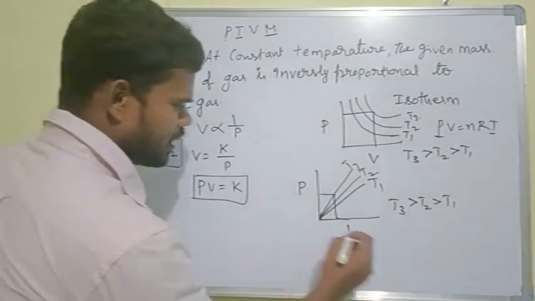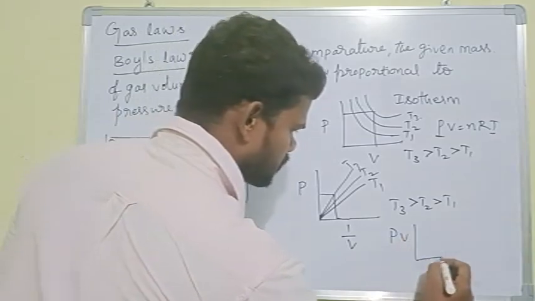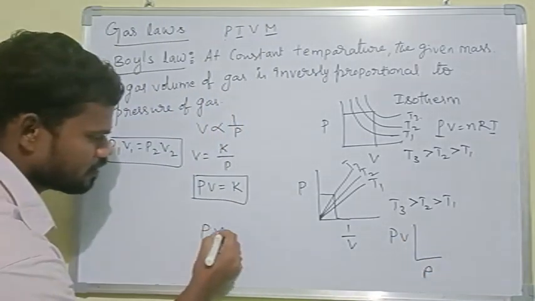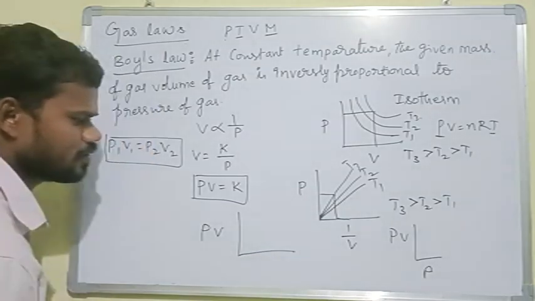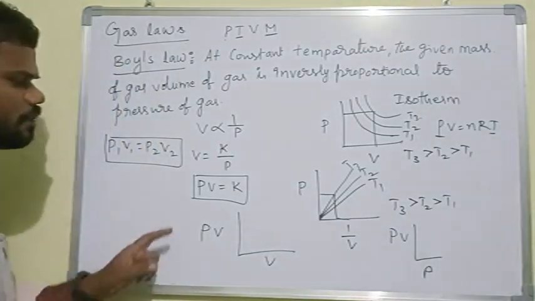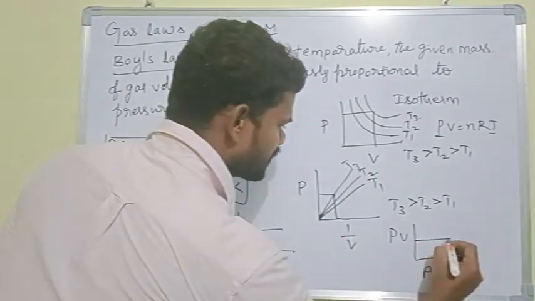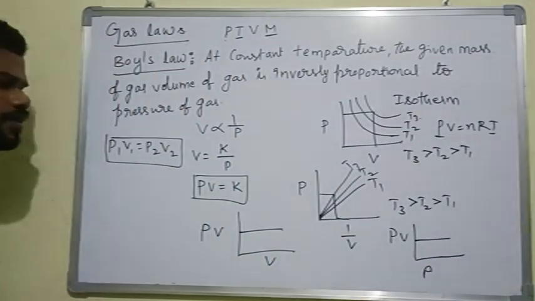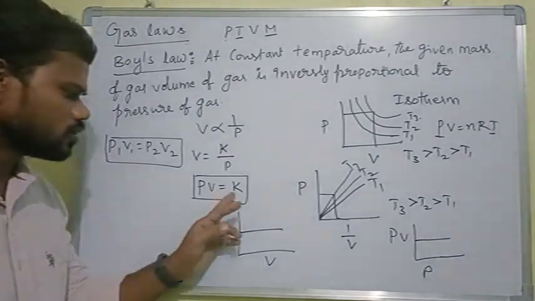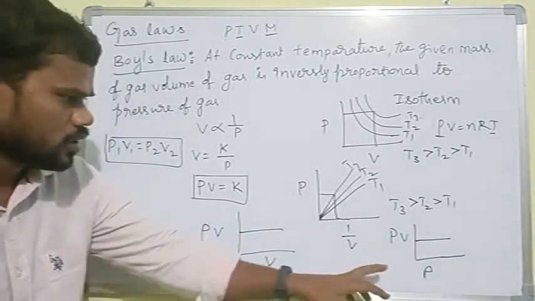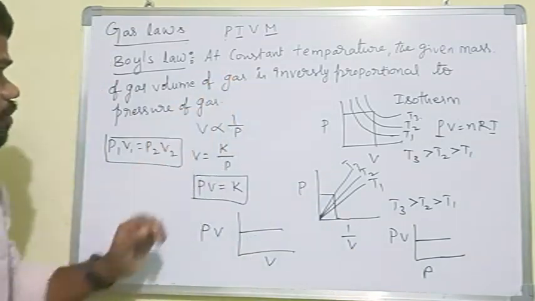Then PV versus P and PV versus V. We know PV equals constant here. PV equals constant means we get graphs like this. So these are the graphs we have to draw in Boyle's law. Clear?